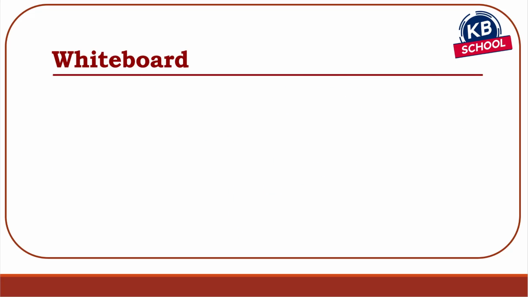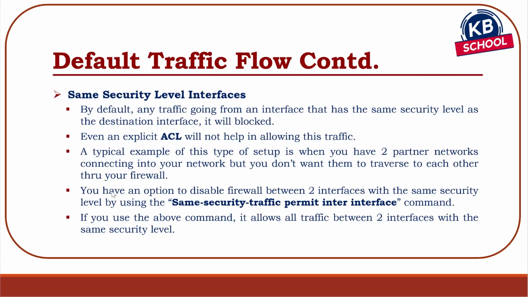And that is actually what I mentioned over here. You have the option to disable it by using the same-security-traffic permit inter-interface command. If you use that command, it allows all traffic between the two interfaces with the same security level. Now you can control it based on an ACL if you want to. All right. So that takes care of the default traffic flow: high to low, low to high, and if it's the same security level.